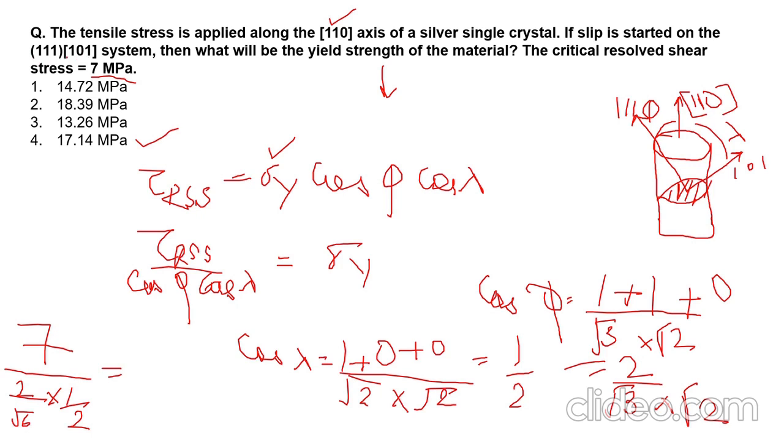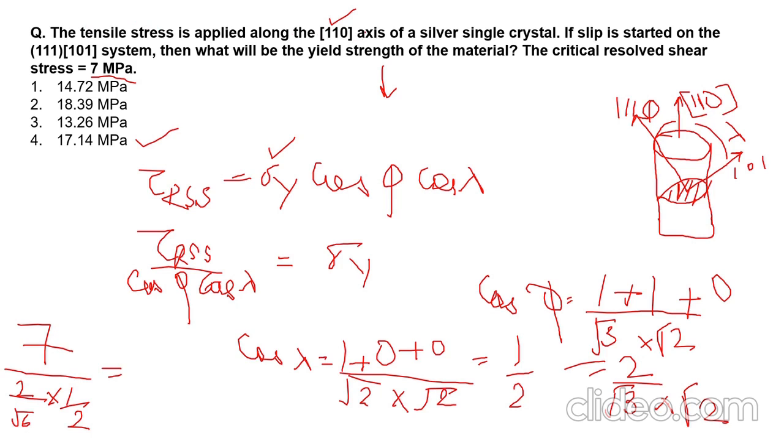That will be your slip direction, but most of the time it will be given in the question because you won't be remembering the crystal structure. If you know it is a silver crystal, you can take its slip plane and slip direction and then calculate it. Ma'am, how did you find the direction of the tensile axis? This is given. The tensile stress is applied along the 110 axis.